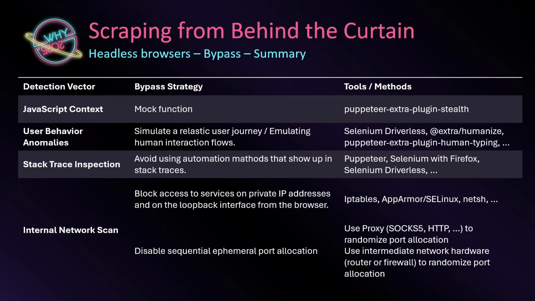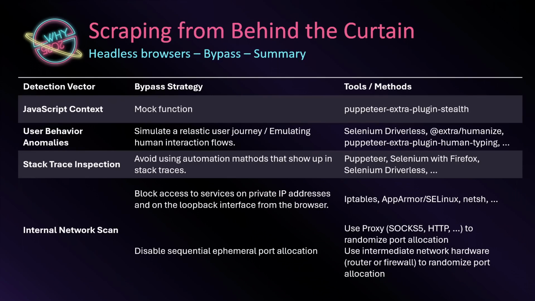So block access to services on private IP addresses and on the loopback interface from the browser. You can use iptables, AppArmor, SELinux, so some hardening tools. And for Windows, you can just use netsh to configure firewall rules.